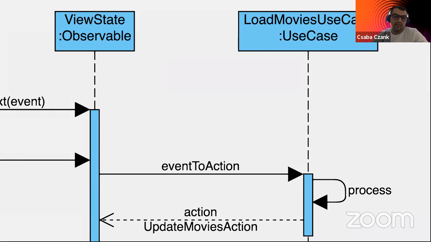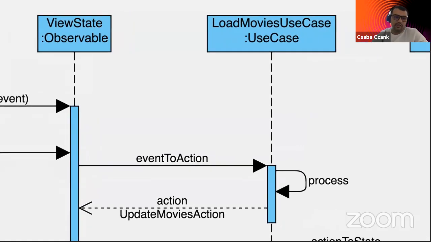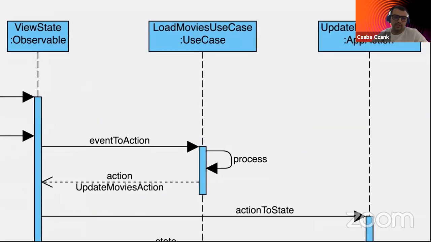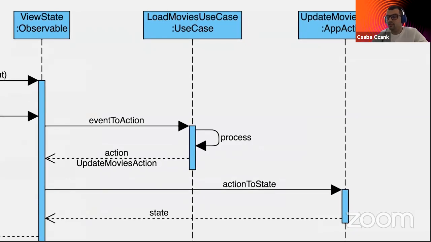In the use case happens all the data processing, such as requesting data from the API, reading data from the database, etc. After processing the data, the use case returns an action to the view state. Then the view state will call the action2state function that updates the current state with the new list of movies. The resulting new state is returned to the view state.